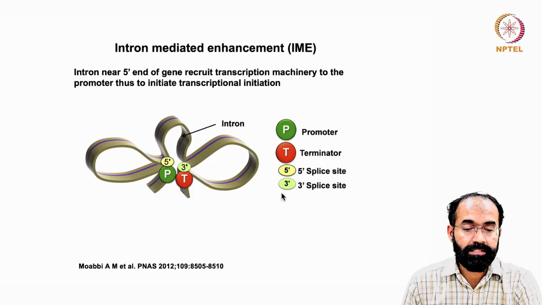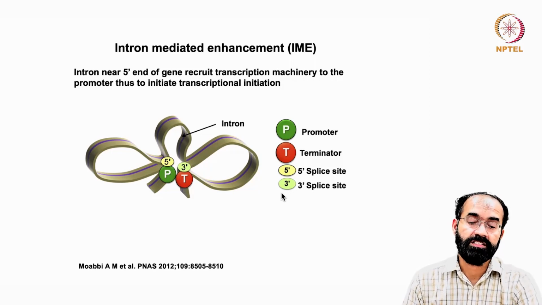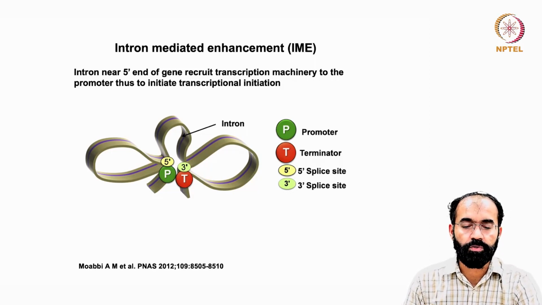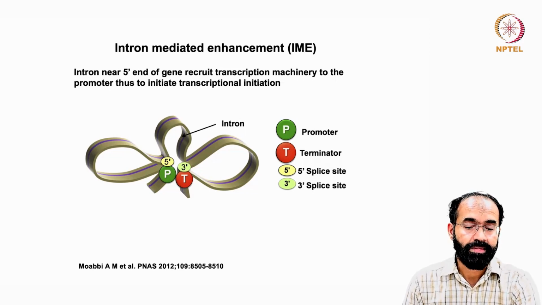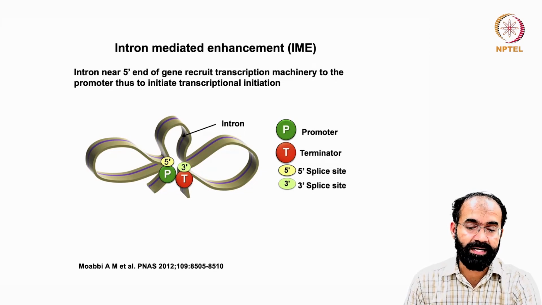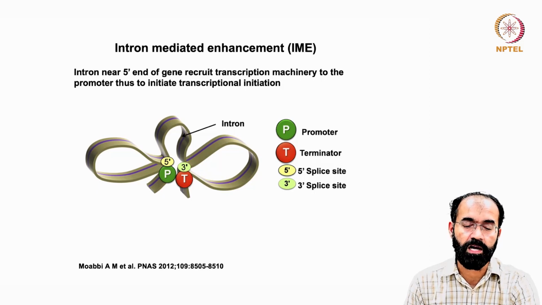So, intron mediated enhancement. Let us see how it performs. In this cartoon you can see there is a promoter element, then at the end of the gene a terminator element, and then you have 5' and 3' splice sites. This is the intron, supposedly removed. So you have a promoter, this is the exon, this is the intron, another exon, and the termination. It's a simplistic example because it's a cartoon. It has 2 exons and 1 intron.